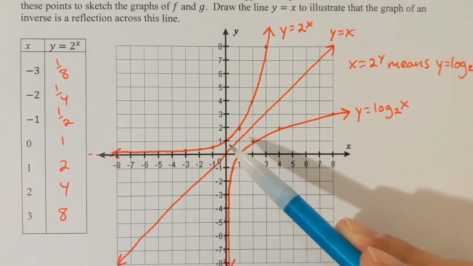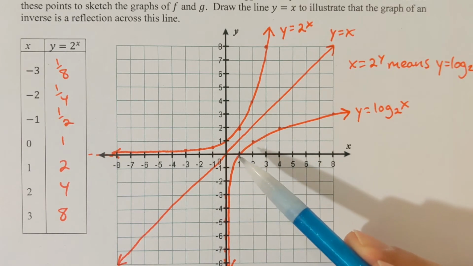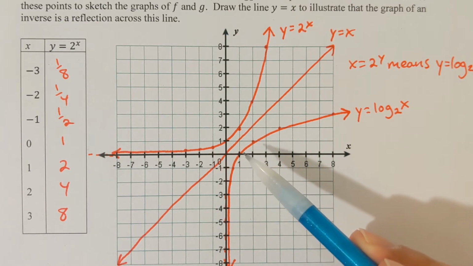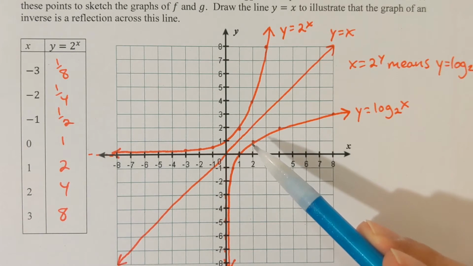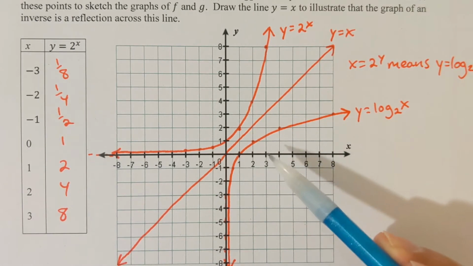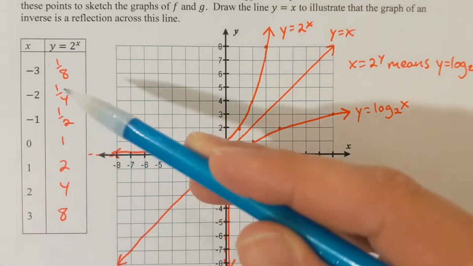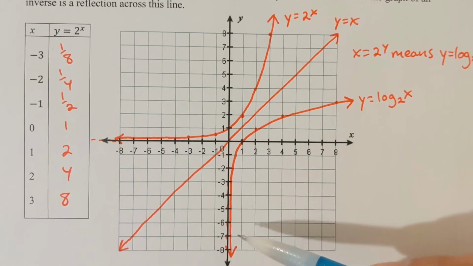Negative 1, 1/2 will be at 1/2, negative 1. 0, 1 will be at 1, 0. 1, 2 is going to be at 2, 1. 2, 4 is going to be at 4, 2. And 3, 8 is going to be at 8, 3. Okay, so like I said, I'm just switching the coordinates there to plot these new points.